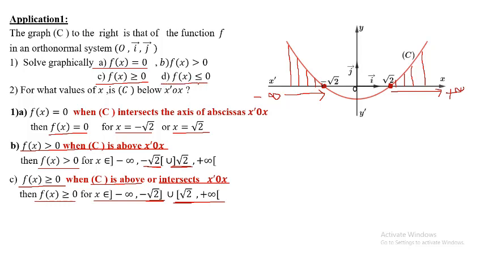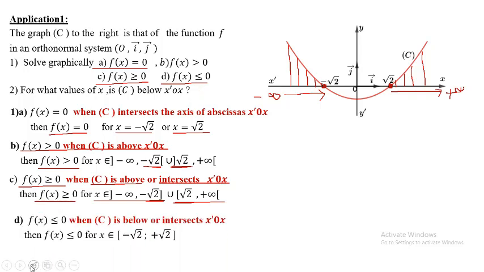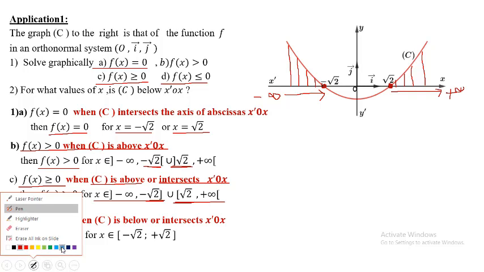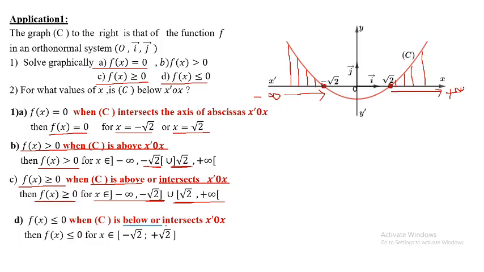D. Now solve f of x less than or equal to 0. This inequality is verified whenever C is below or intersects x prime x. Look at the figure. This is the region in which C is below x prime x. So the inequality f of x less than or equal to 0 holds for x belonging to the closed interval minus radical 2 and radical 2.